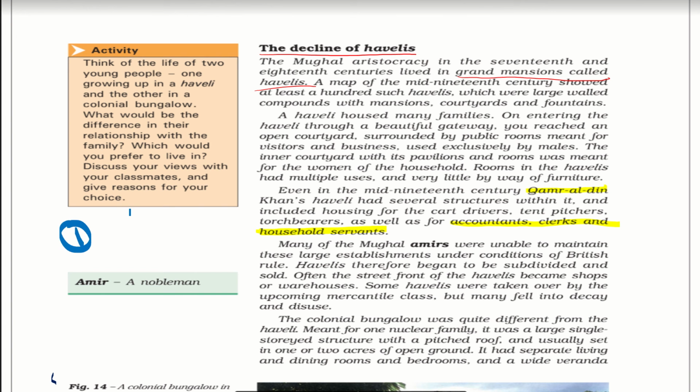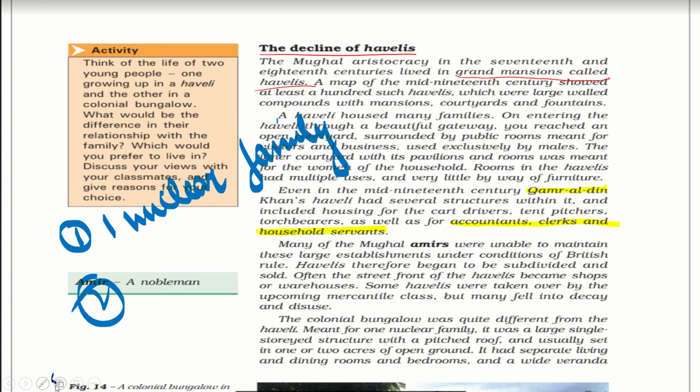First difference: Havelis were meant for a lot of families, and the colonial bungalow was only for one nuclear family. Next, the Havelis can be more than one storied structure, but colonial bungalows will be only one storied structure. They are mainly on the ground floor. There is no other story or level, or you can say floors, in the colonial bungalow.